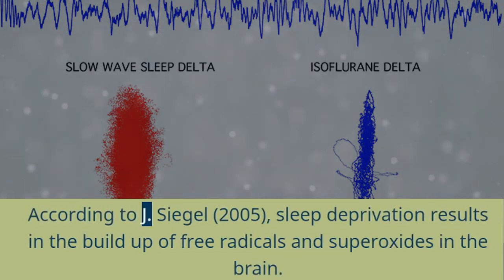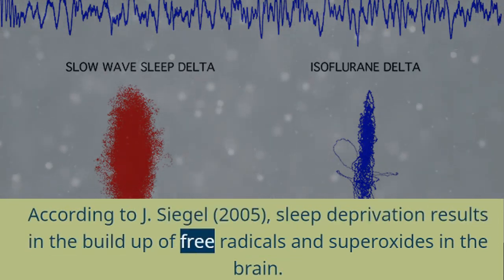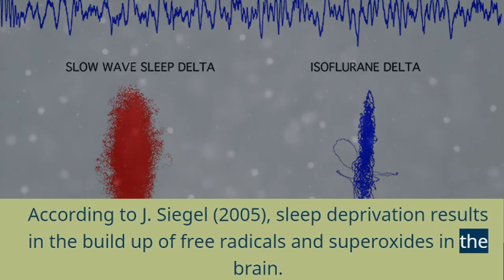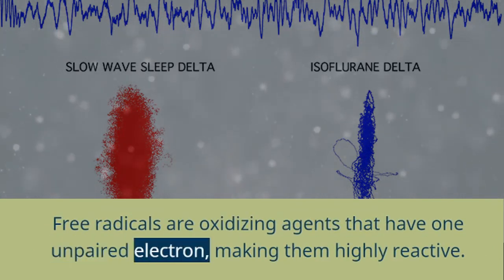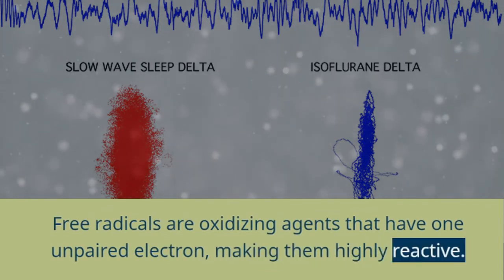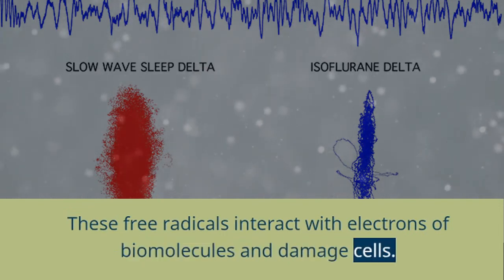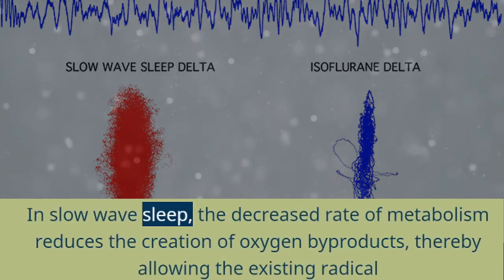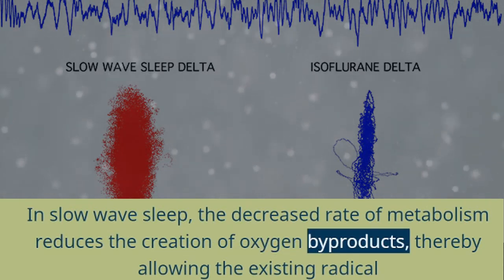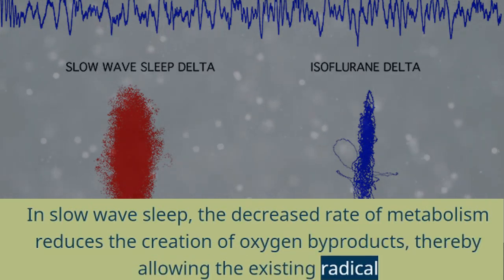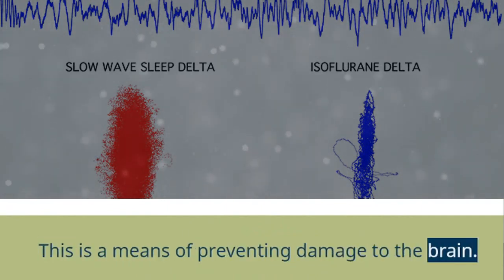According to J. Siegel, 2005, sleep deprivation results in the buildup of free radicals and superoxides in the brain. Free radicals are oxidizing agents that have one unpaired electron, making them highly reactive. These free radicals interact with electrons of beta molecules and damage cells. In slow-wave sleep, the decreased rate of metabolism reduces the creation of oxygen byproducts, thereby allowing the existing radical species to clear. This is a means of preventing damage to the brain.